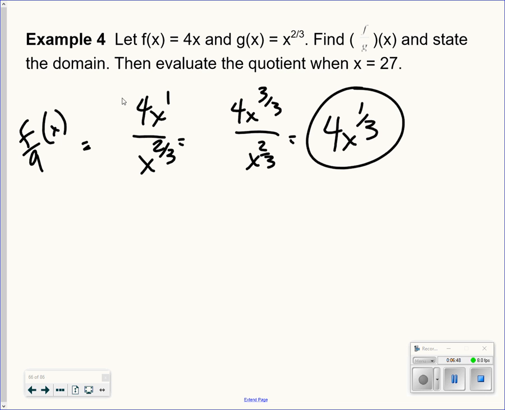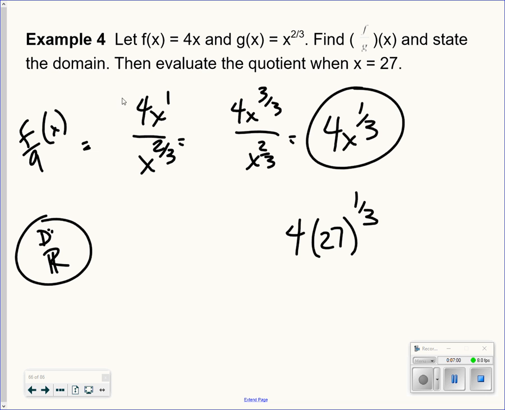Domain, because your radical is a cube root, the domain would be all real numbers. And then now you want me to put 27 in. So 4 times 27 to the 1/3 power. 27 to the 1/3 power is 3. And so 4 times 3 is 12. So there's 3 answers here.